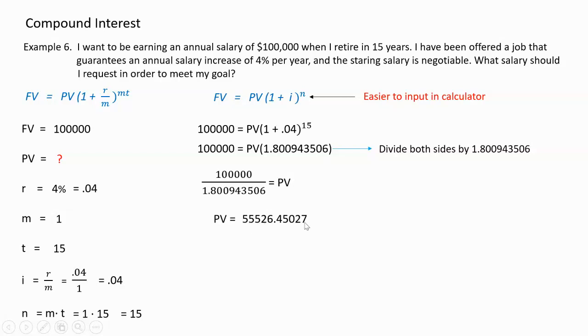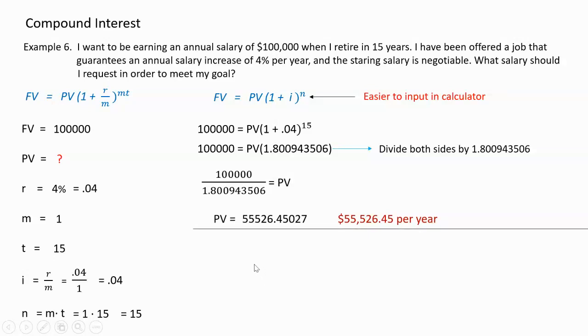So then this will be my answer, 55,526. So you're going to be asking them for the annual salary to start off $55,526.45 per year. That's what you're going to be asking, and in 15 years you're going to get that much, 100,000, what you're asking for.